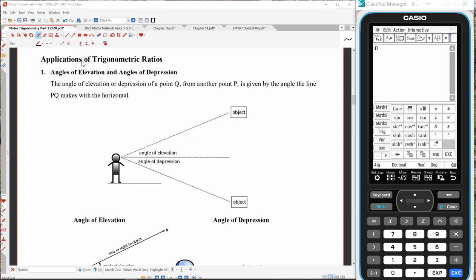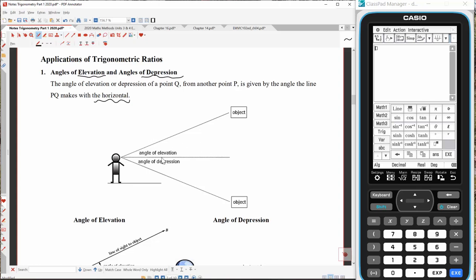We'll finish the term up with applications of trig ratios, and in particular look at angles of elevation and depression. Usually for this lesson, when I teach it in person, I bring in a long stick. And what I talk about, girls, is that angles of elevation or depression of a point Q from another point P are given by the angle the line makes with the horizontal.